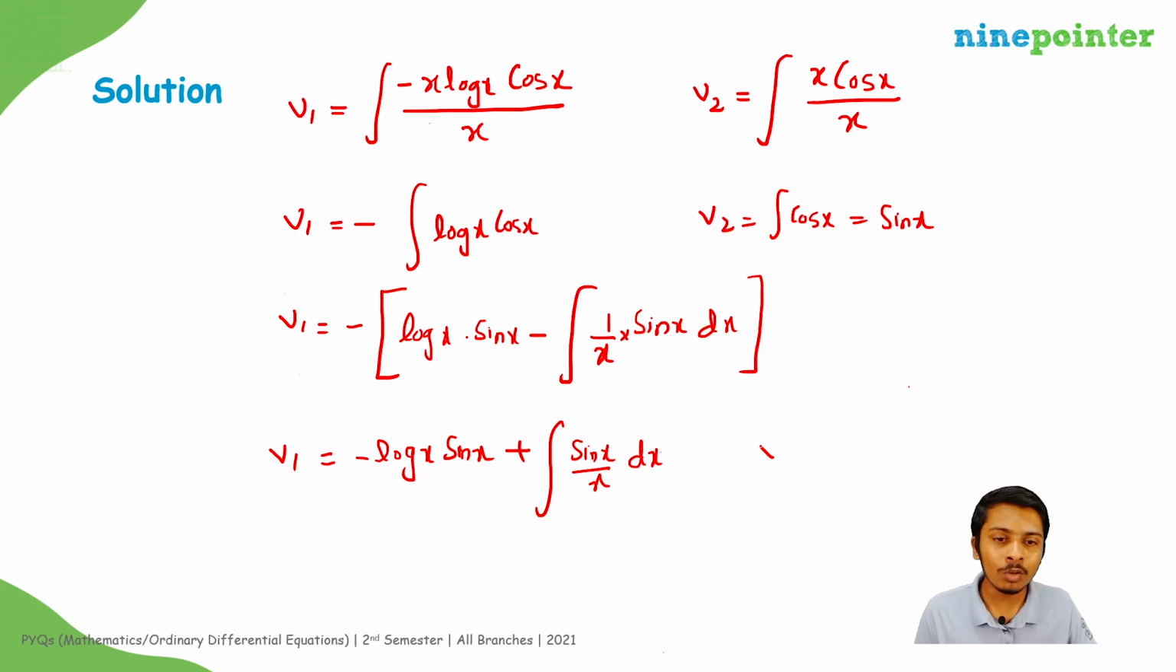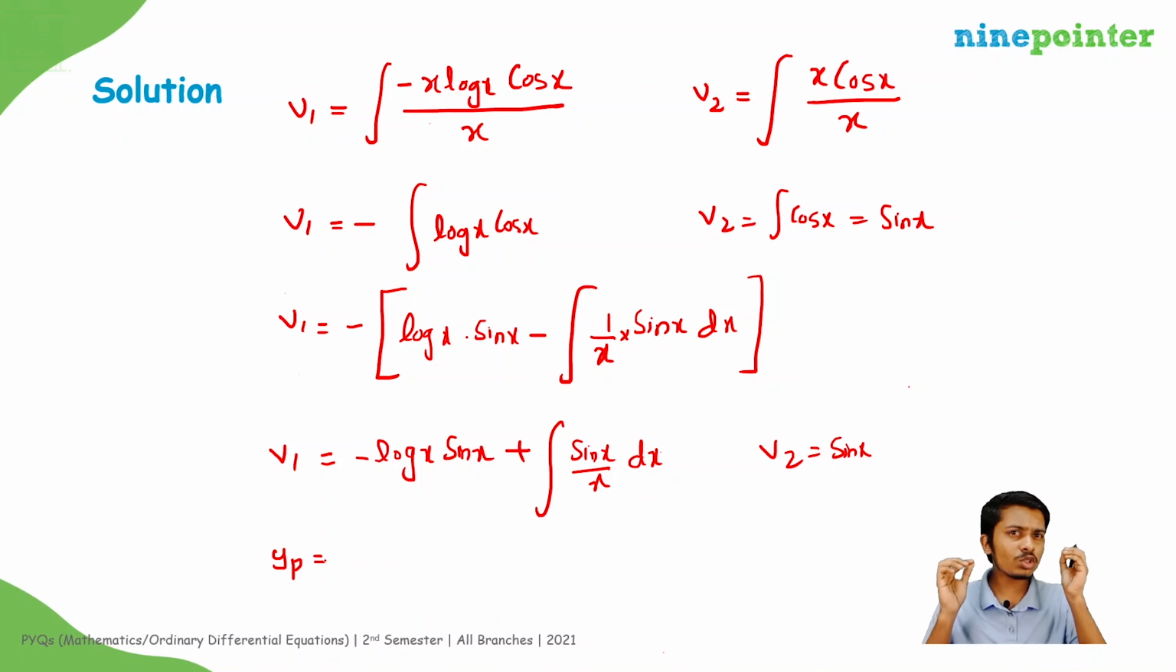And we have v2 to be sin x. Now, what is a particular solution of the given differential equation? A particular solution of the given differential equation will be of the form v1 y1 plus v2 y2, where y1 was x and y2 was x log x. So a particular solution of the non-homogeneous equation is v1 into y1, which is simply x. So I have to multiply x by this solution v1.